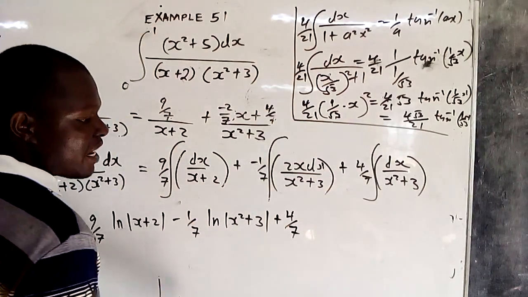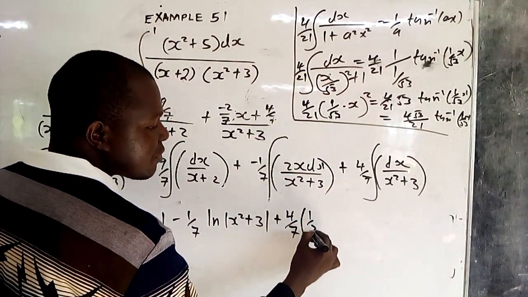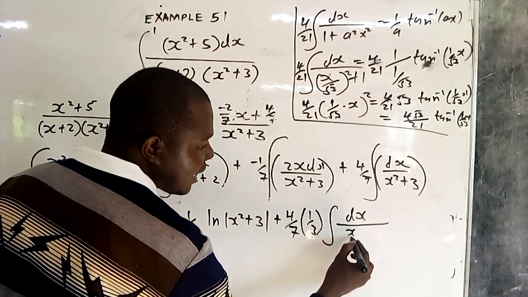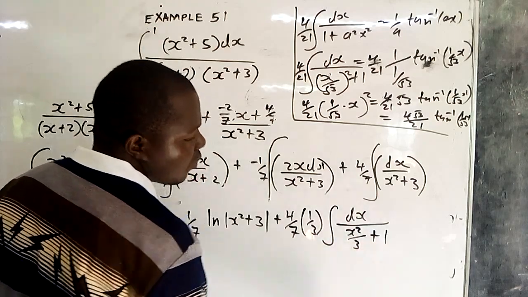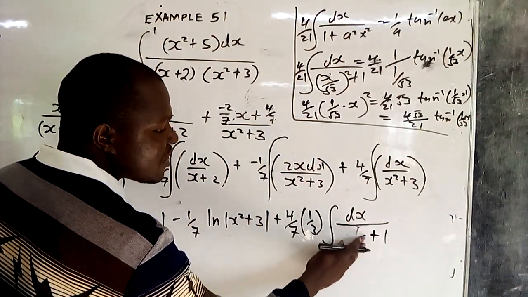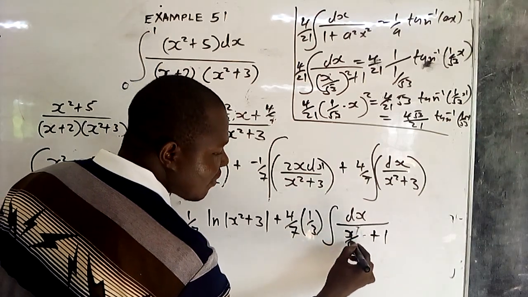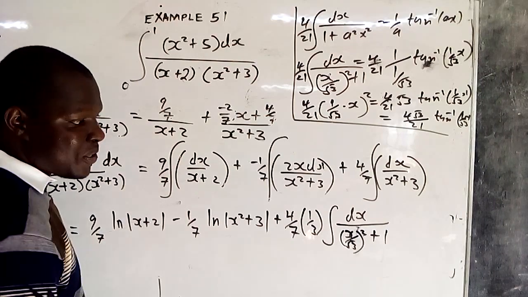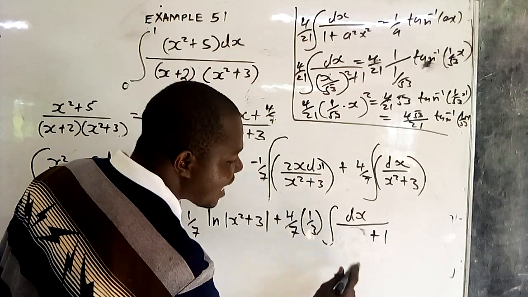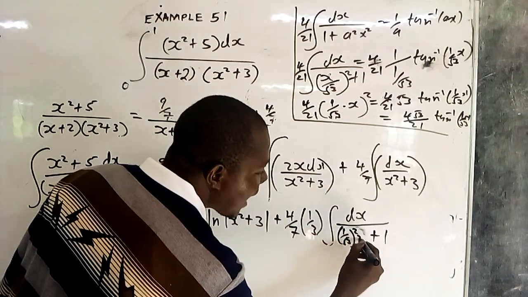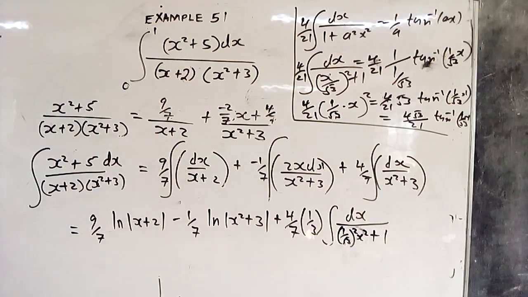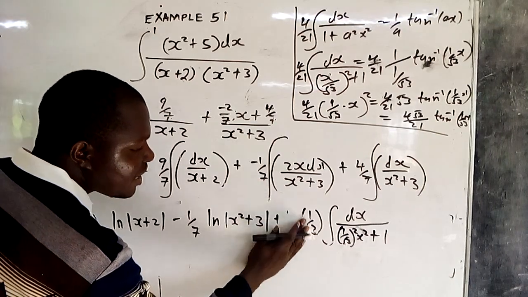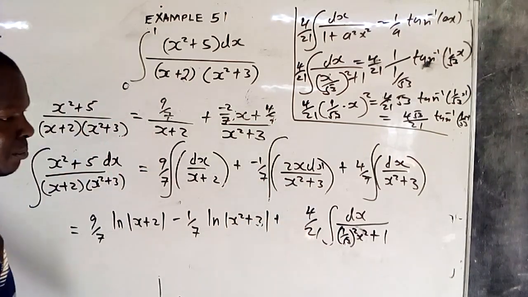If you take the 3 outside, it means it will be times 1 over 3. Then you remain there with the dx over x squared over 3 plus 1. X squared over 3 plus 1 is the same as x over root 3 squared, isn't it? Are we together? So from here, x over root 3 squared is the same as 1 over root 3 squared x squared. So your a is 1 over root 3. 4 over 7 times 1 over 3 is 4 over 21.